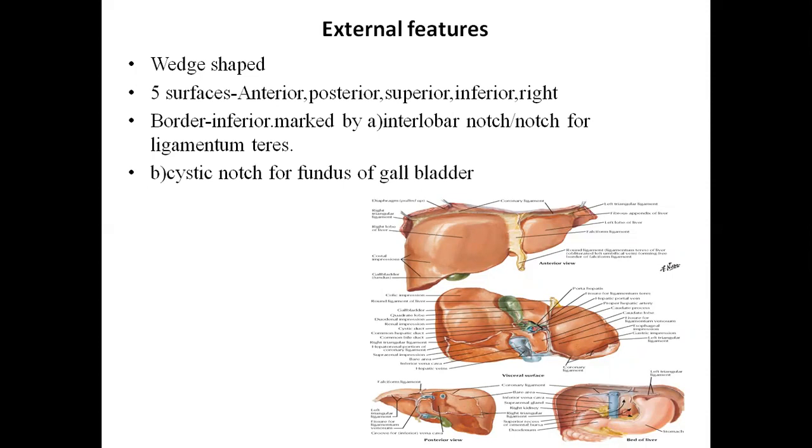And there's a cystic notch which can be seen in this area, that is for the fundus of gallbladder, part of the gallbladder that is extending beyond the inferior border, and the inferior border has a notch on that area, that is cystic notch.